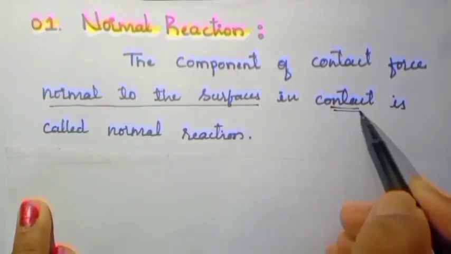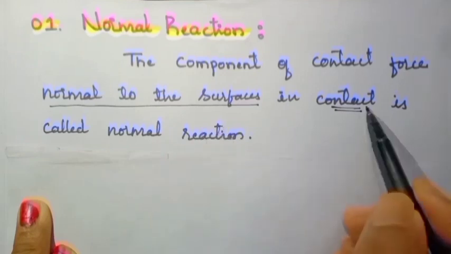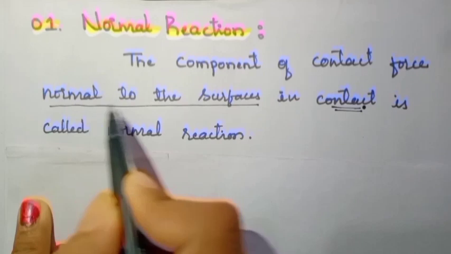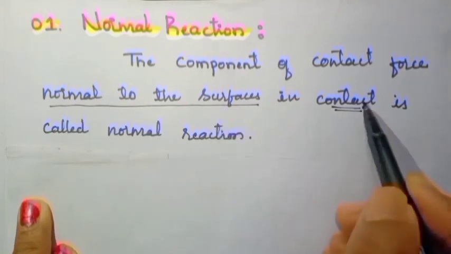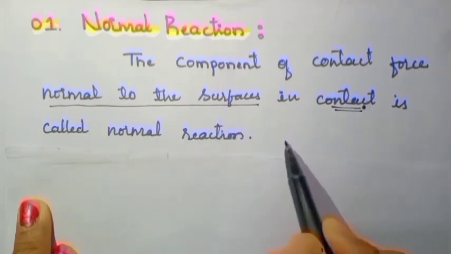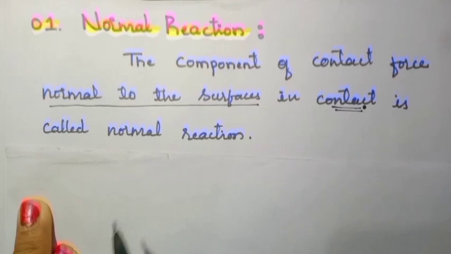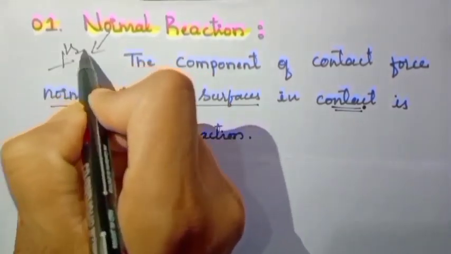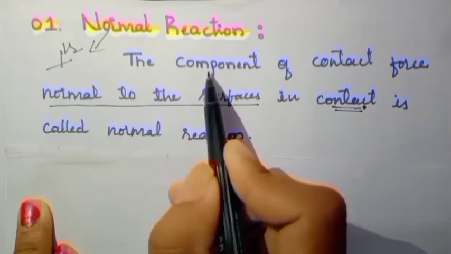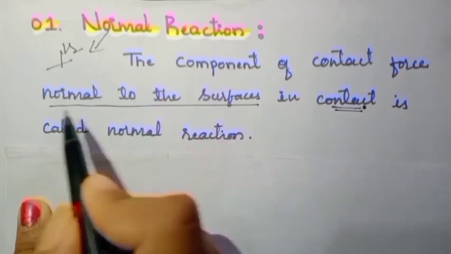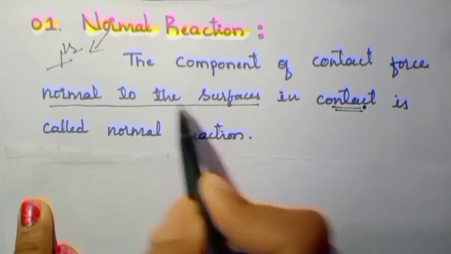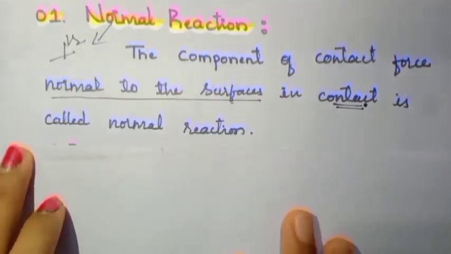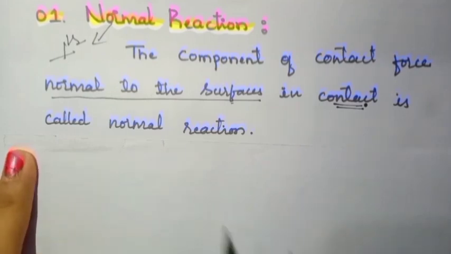As it is a contact force, it will be in contact, that is for sure. But here what is it? Normal to the surface in contact is called normal reaction. The name itself indicates, normal means perpendicular. Is it clear? So the component in which the force is perpendicular to the surface, that we say is normal reaction. You can see many examples of the normal reaction.